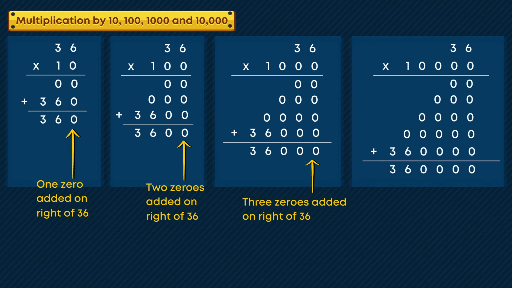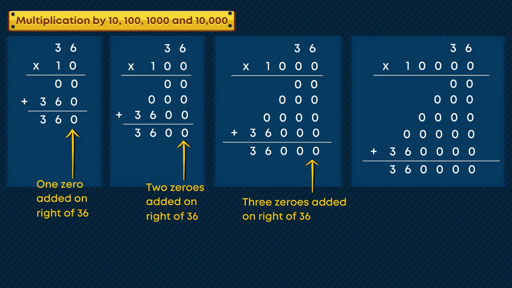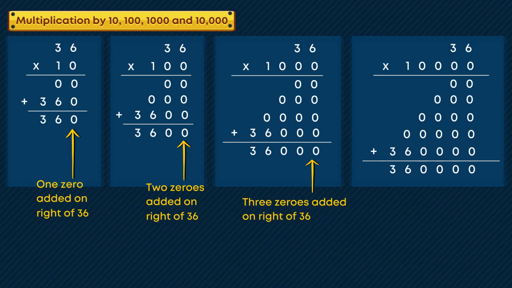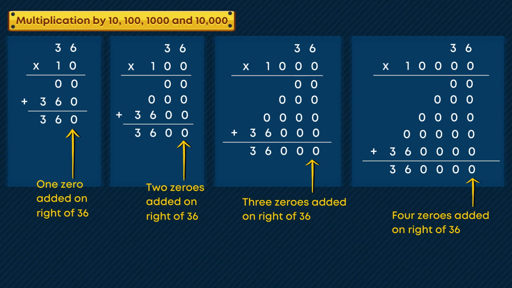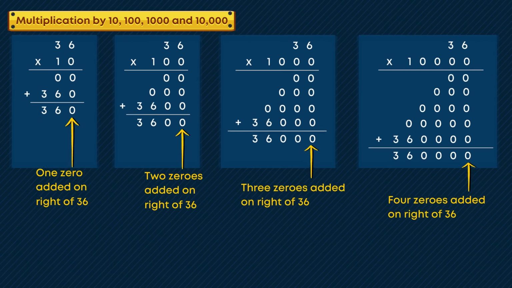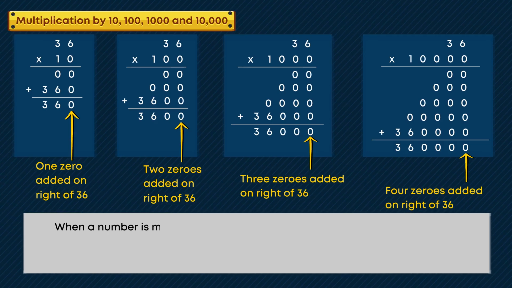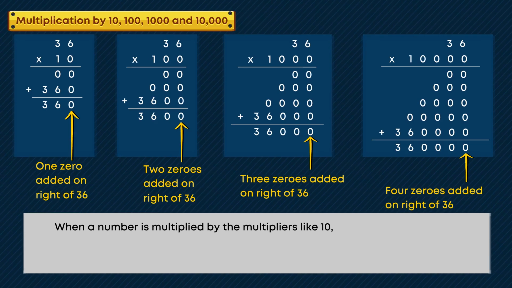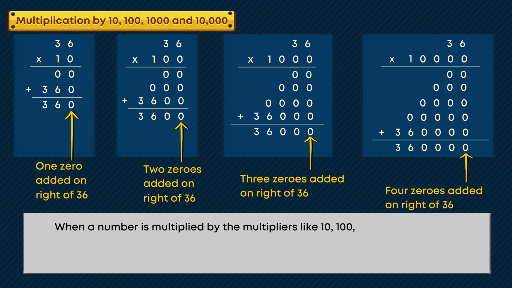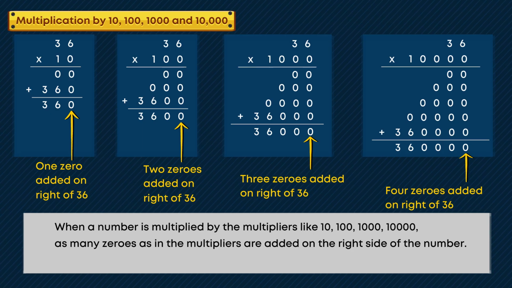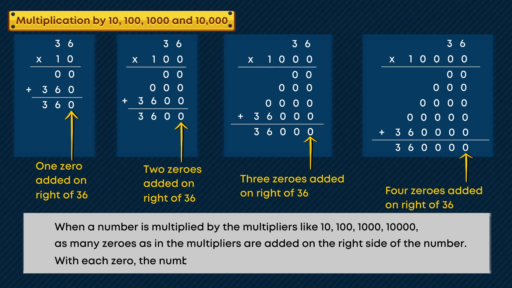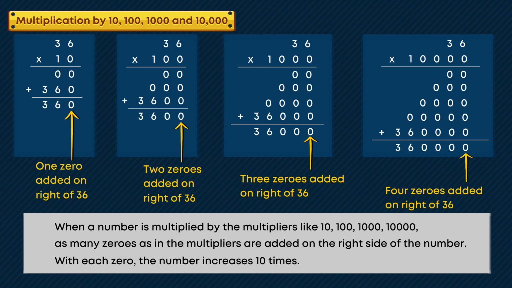36 into 10,000 is equal to 3,60,000. 4 zeros added on right of 36. When a number is multiplied by the multipliers like 10, 100, 1000, 10,000, as many zeros as in the multipliers are added on the right side of the number. With each zero, the number increases 10 times.